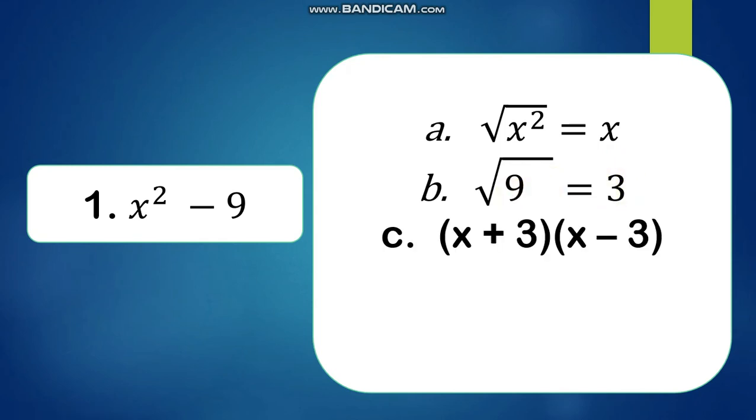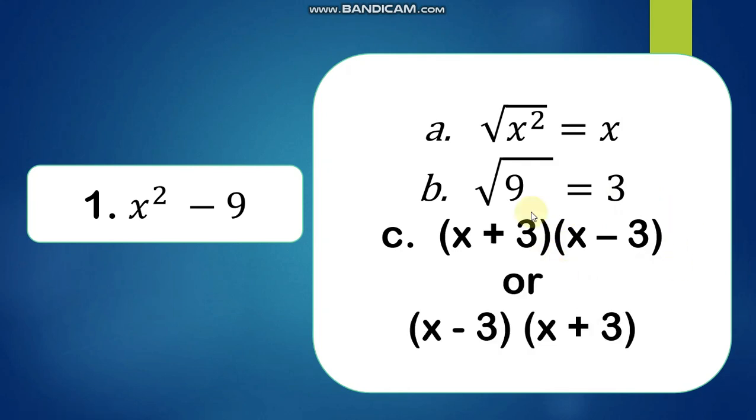And last step, write the roots as the sum or difference of two terms. So we have x plus 3 times x minus 3. Or it can also be expressed as x minus 3 times x plus 3. This is by commutative property of multiplication.